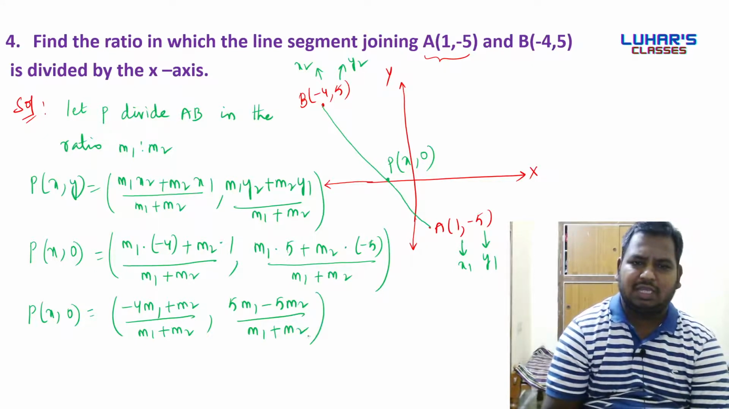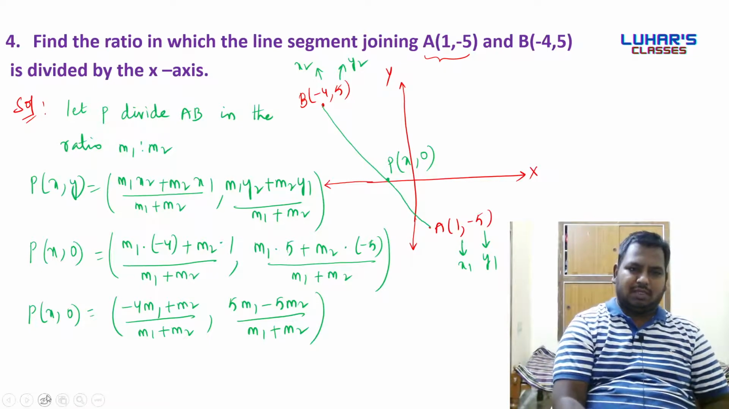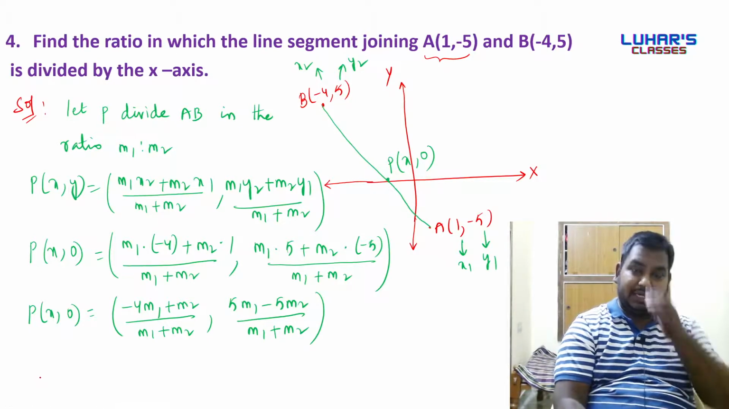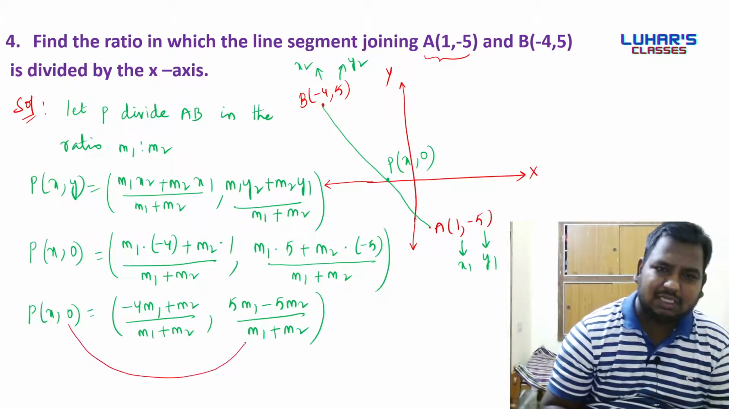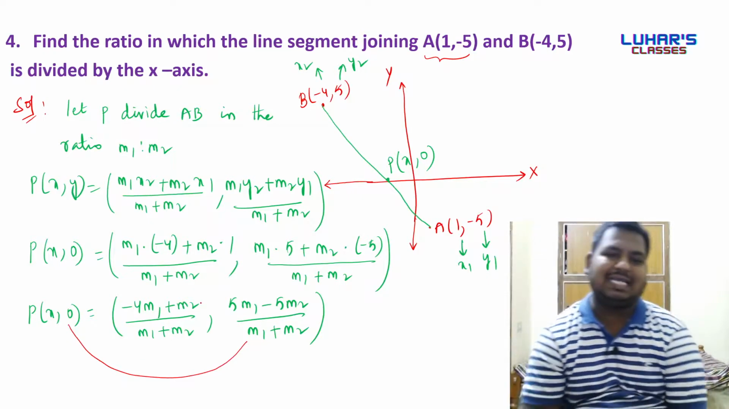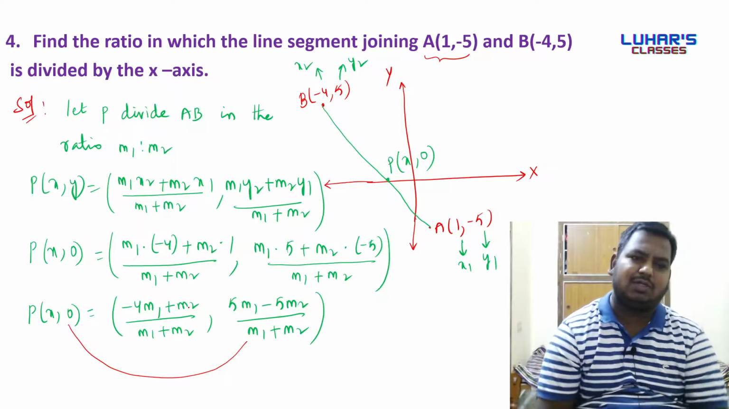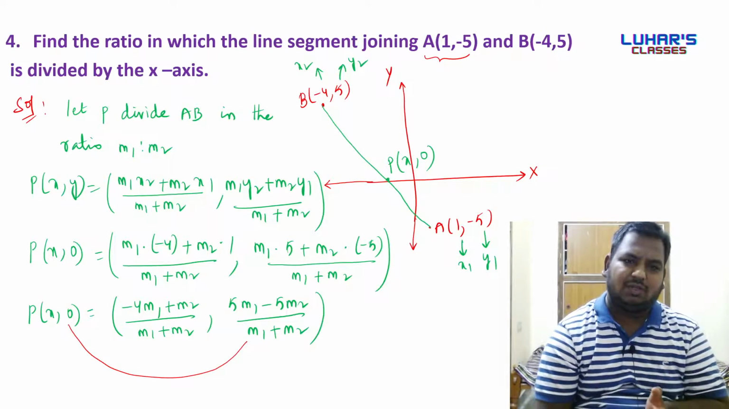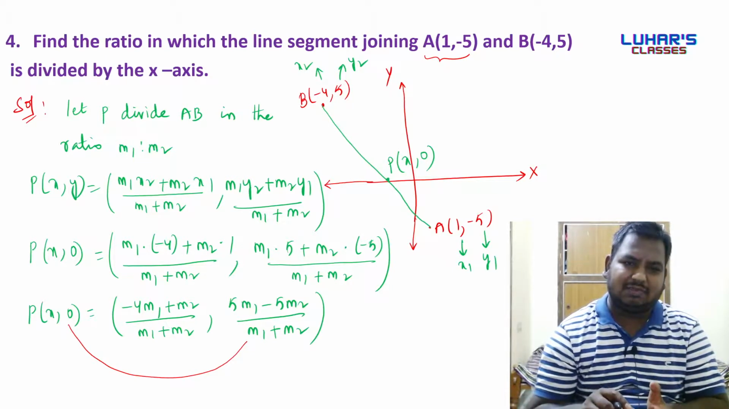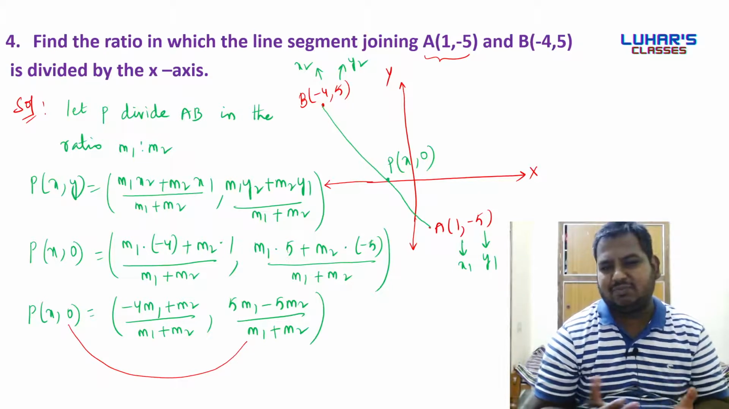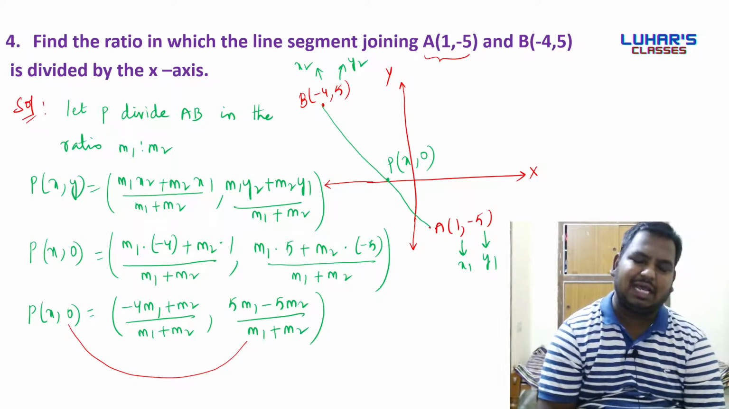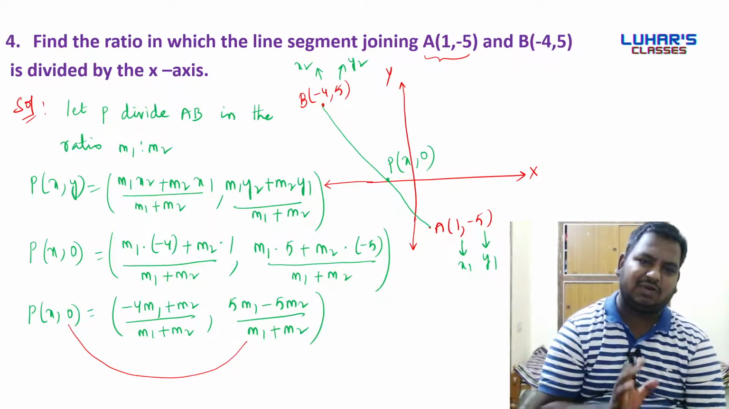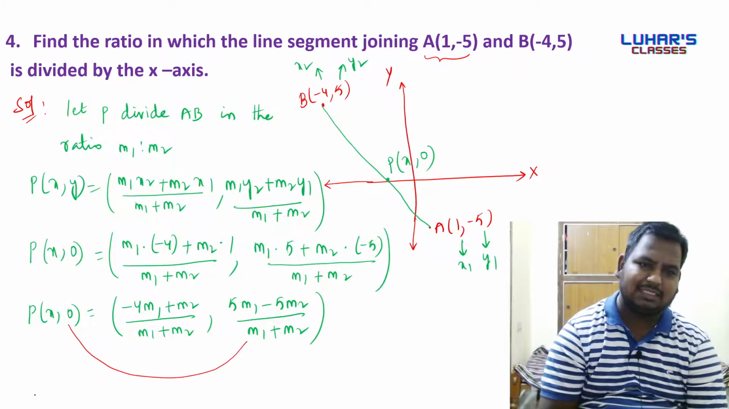Now if you want to find the ratio, here what you should do is equate only the y coordinates. If you equate the x coordinates, you are not going to get the answer. Did you get me? Because on the left hand side we have 0, and if I multiply 0 with m1 plus m2, I'll get 0. So there is no chance of getting the answer. In this case you have to equate the y coordinates. So let me equate the y coordinates.